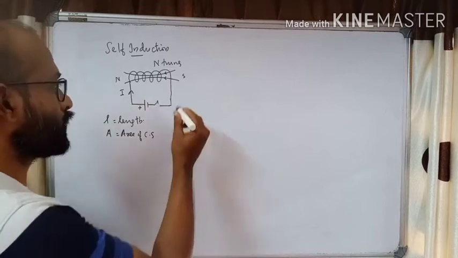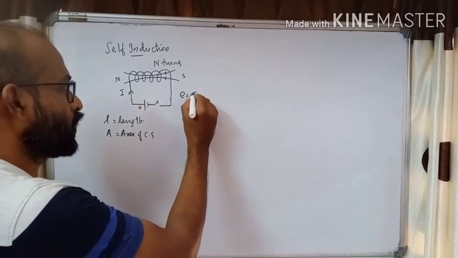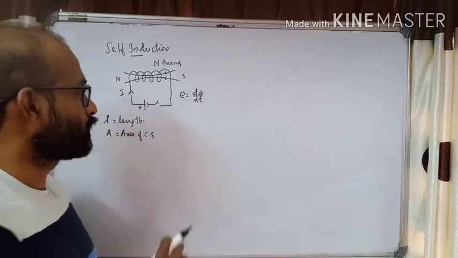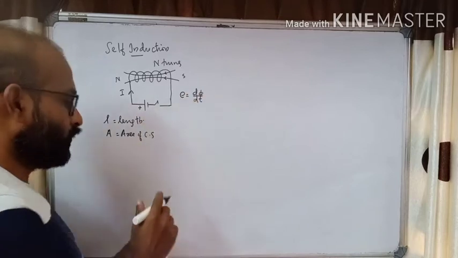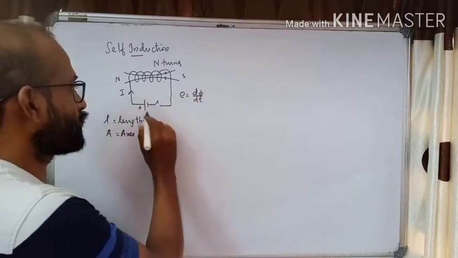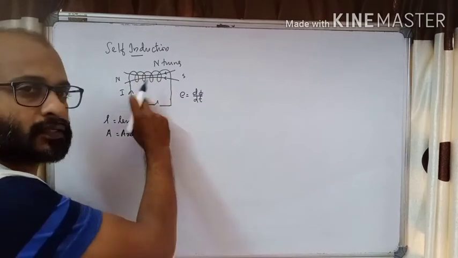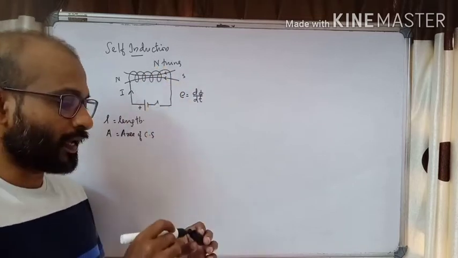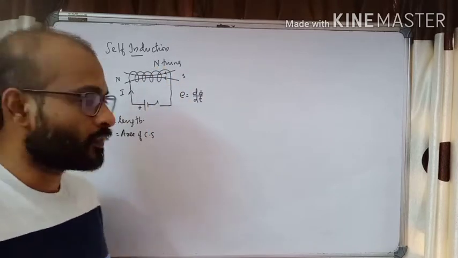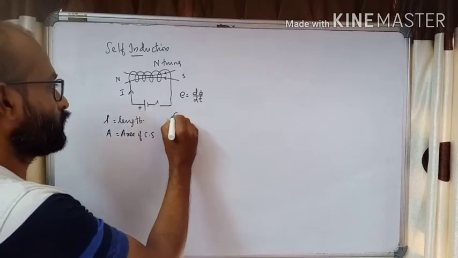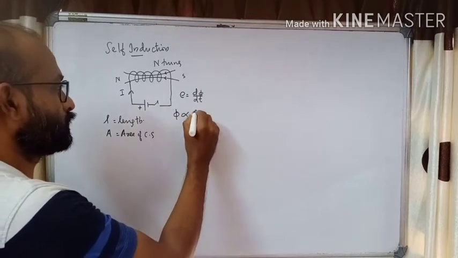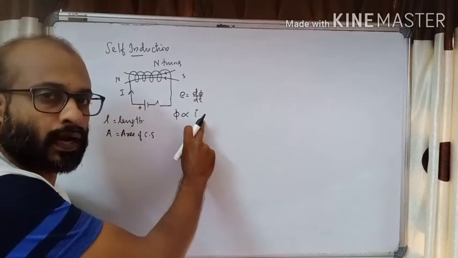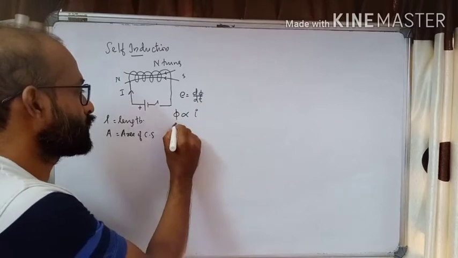So we know the equation: by Faraday's law, the induced voltage is equal to d phi by dt. Now, the magnetic flux is linked to each turn of the solenoid. If there are N turns, the magnetic flux is linked with all N turns. The magnetic flux is proportional to the current. When the current increases, the magnetic flux also increases. Phi is proportional to I, or we can write phi is equal to a constant times I.